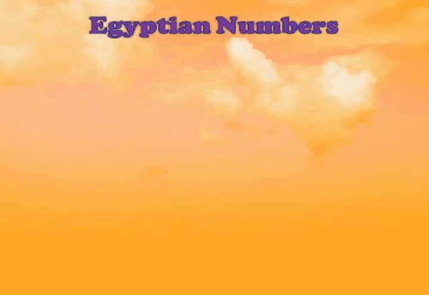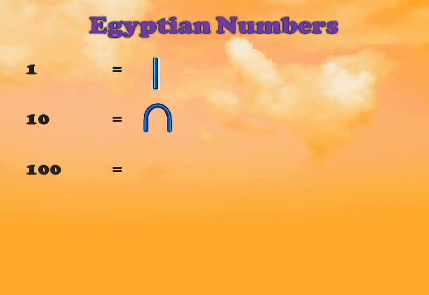Let's see about Egyptian numbers. The Egyptians had a decimal system using 7 different symbols. One is shown by a single stroke. 10 is shown by a drawing of a hobble for cattle. 100 is represented by a coil of rope.